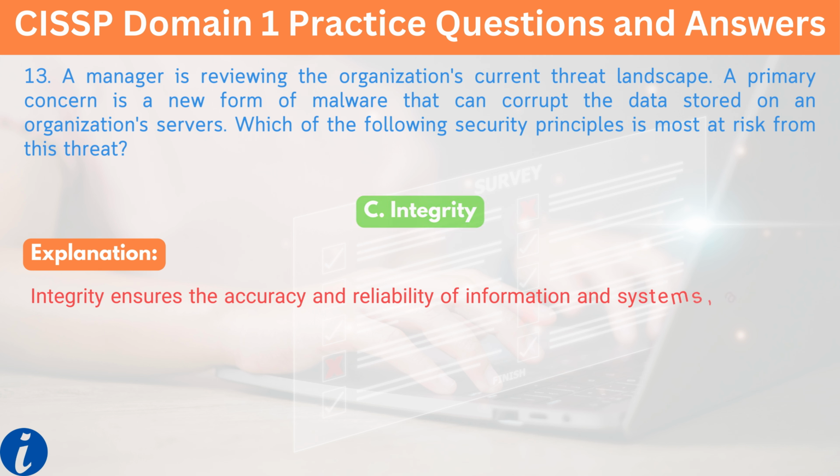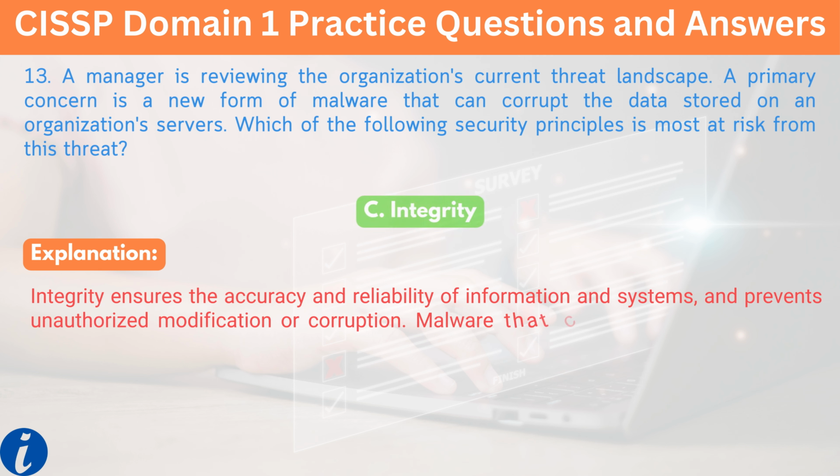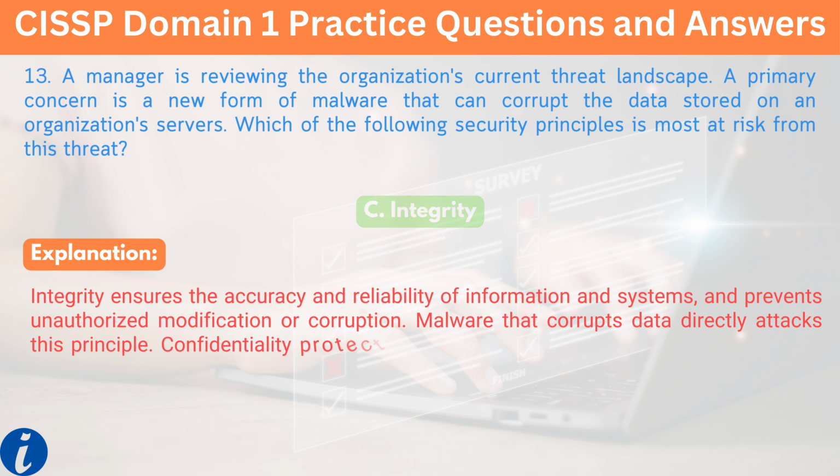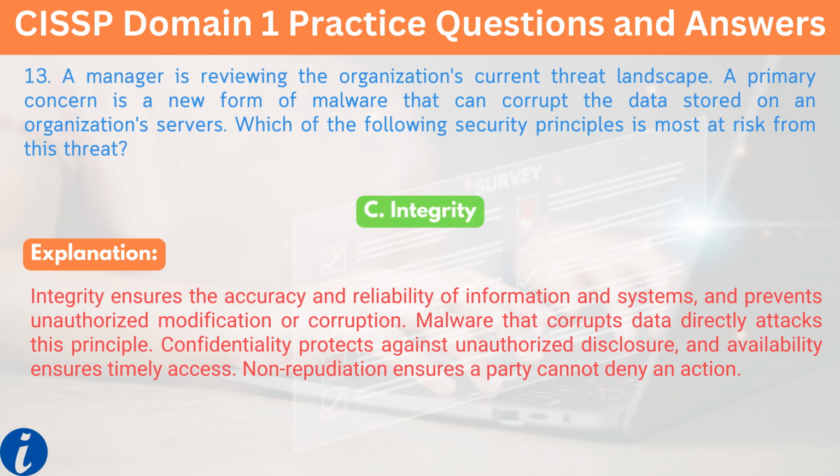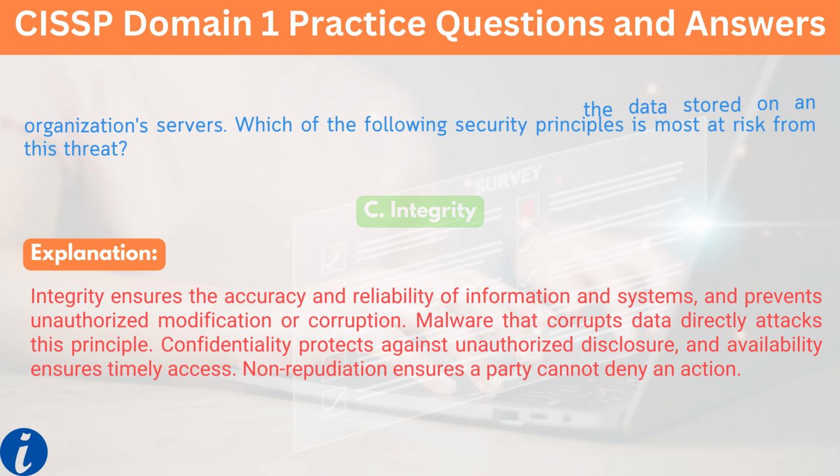Integrity. Explanation: integrity ensures the accuracy and reliability of information and systems, and prevents unauthorized modification or corruption. Malware that corrupts data directly attacks this principle. Confidentiality protects against unauthorized disclosure, and availability ensures timely access. Non-repudiation ensures a party cannot deny an action.